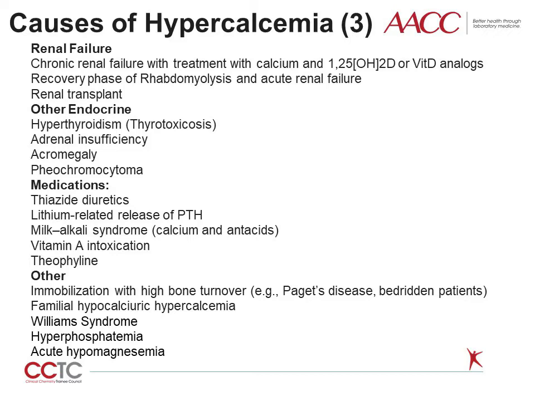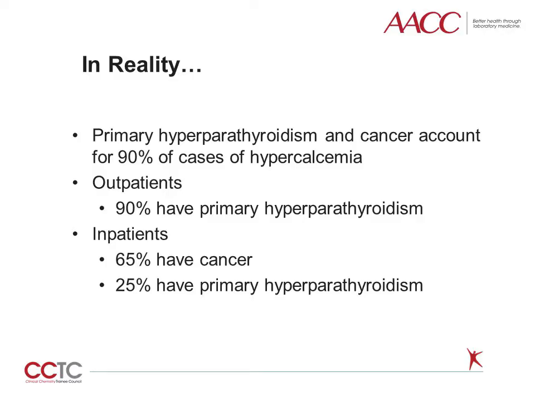Other causes such as immobilization with high bone turnover, seen in Paget's disease, bedridden child, familial hypocalciuric hypercalcemia, Williams syndrome, hyperphosphatemia, acute hypomagnesemia. In general, primary hyperparathyroidism and cancer account for 90% of the cases of hypercalcemia. For outpatients, 90% of the cases have primary hyperparathyroidism. For inpatients, approximately 65% of the cases have cancer and 25% of the cases are due to primary hyperparathyroidism.